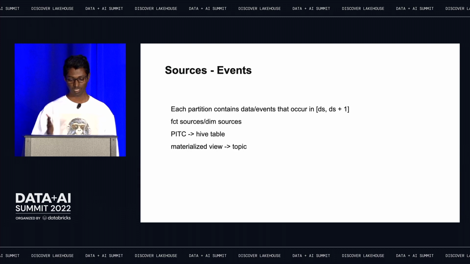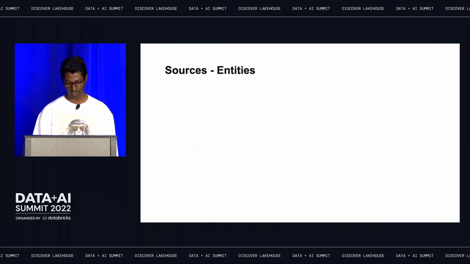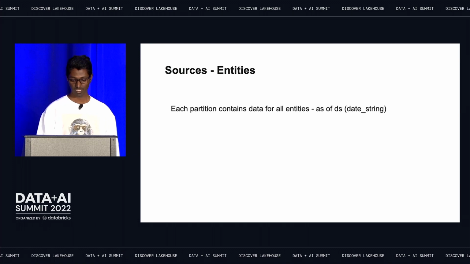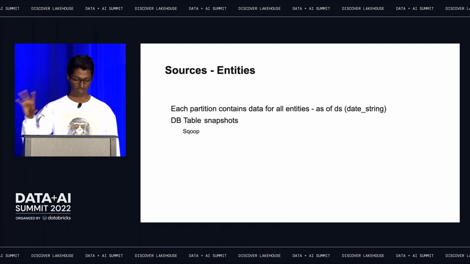So there is a clicks table and a clicks topic. Similarly for entities, this is the ratings table example basically. There is a ratings table which gets updated, so users can come and change their ratings, which will affect the average rating, right? So this is based on database table snapshots. People use things like Sqoop to move that data from databases into the warehouse.